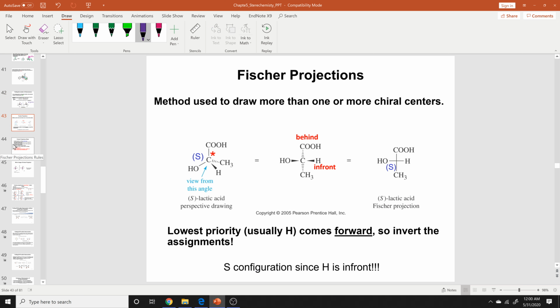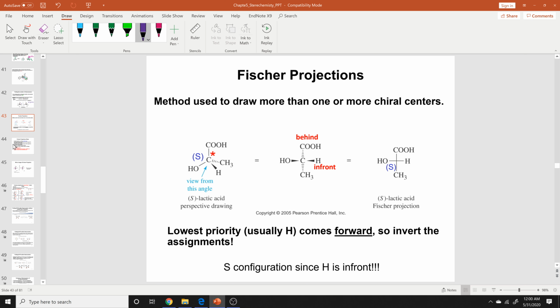Now drawing Fischer projection. This is a method that normally we use in order to draw one or more chiral centers. So if you have more than one chiral center, it's easy to represent it rather than drawing the 3D structure like that as a tetrahedral structure. Normally we draw it in the form of a Fischer projection.